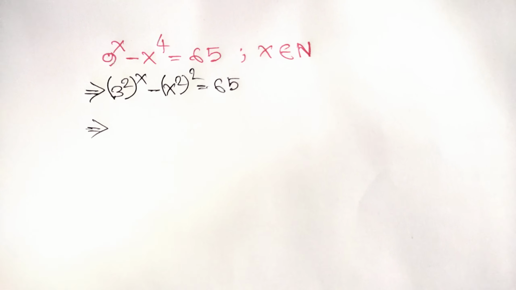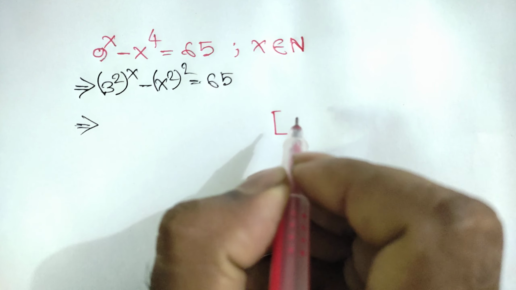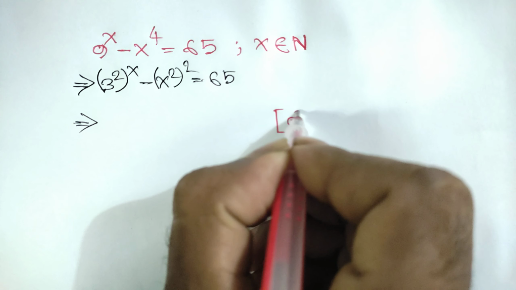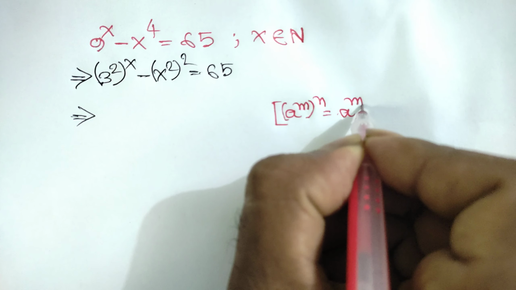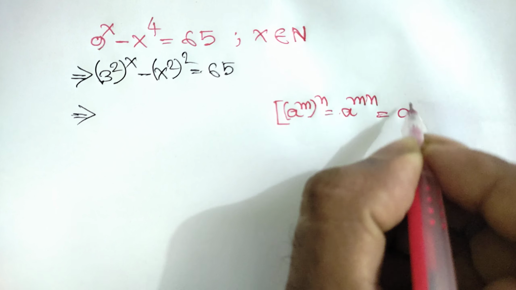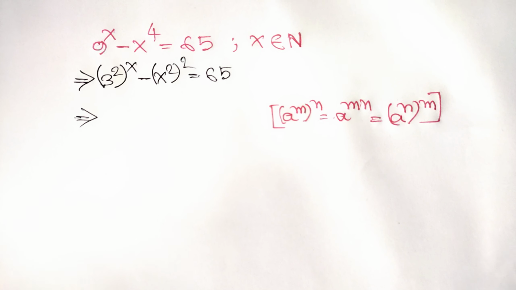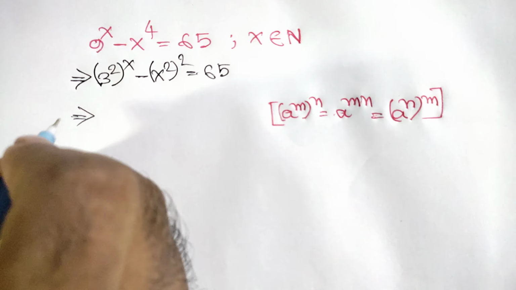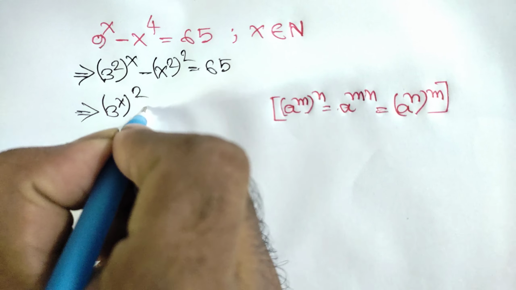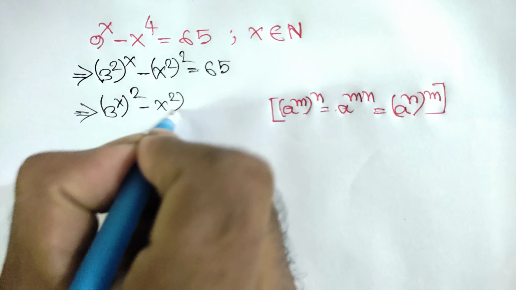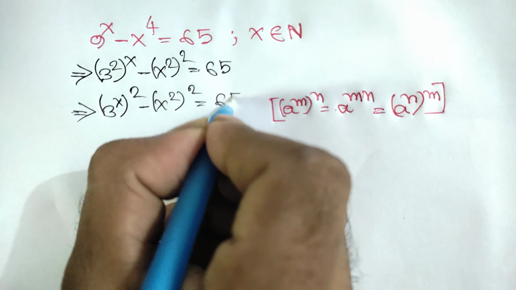Now we know an exponential formula: a to the power m, whole to the power n, is equal to a to the power mn, is equal to a to the power n, whole to the power m. Now apply this formula here. We can write (3 to the power x) whole squared minus (2 to the power x) whole squared is equal to 65.